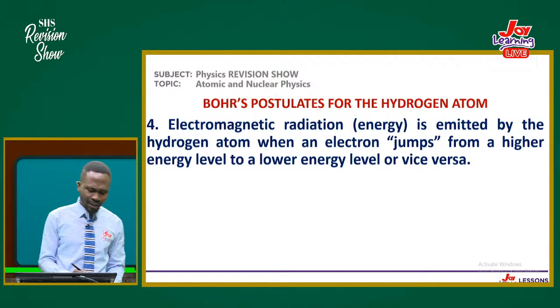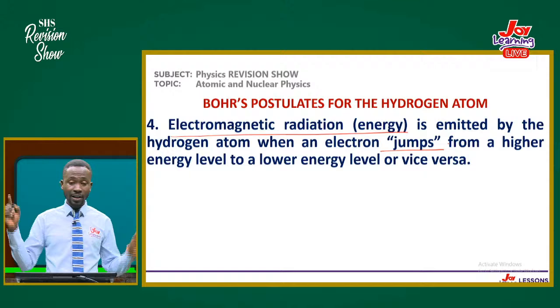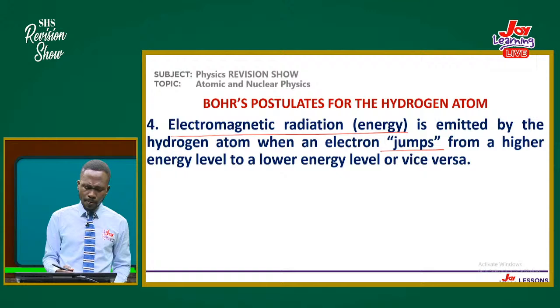electromagnetic radiation or energy is emitted by the hydrogen atom when an electron "jumps". I've put jumps in inverted commas. Not necessarily like jumps, but like it makes transitions. It moves from one point or from one energy level to the other, from a higher energy level to a lower energy level, or vice versa.